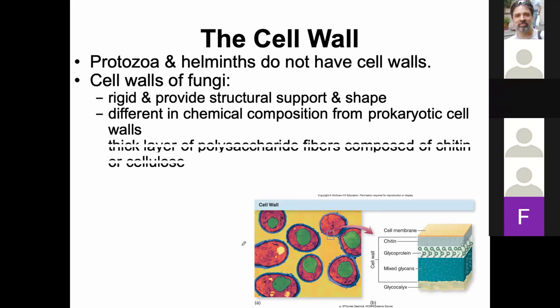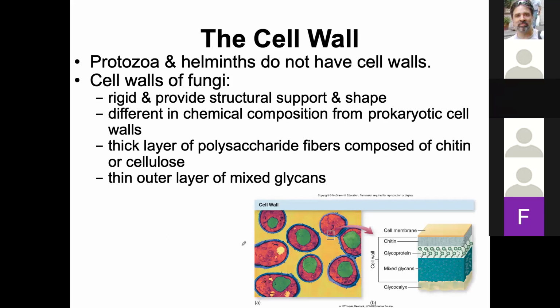Cell walls are something that some eukaryotes have and some don't. Okay, all plants have cell walls. Okay, fungi have cell walls. Okay, fungi are microbes that live off of decaying material, dead material. Okay, protozoa and helminths don't have cell walls. Okay, they are animals.